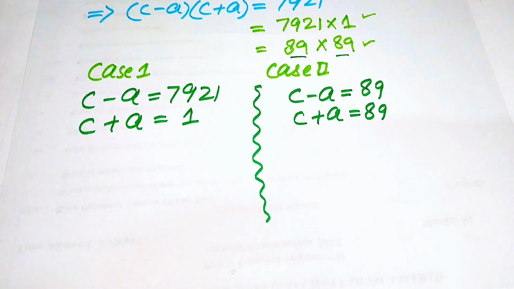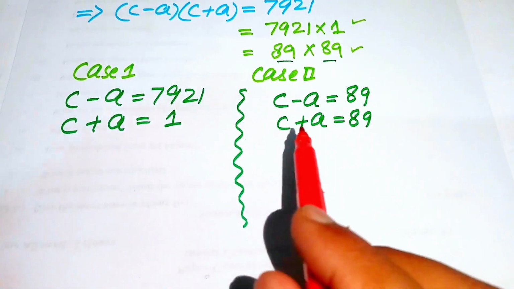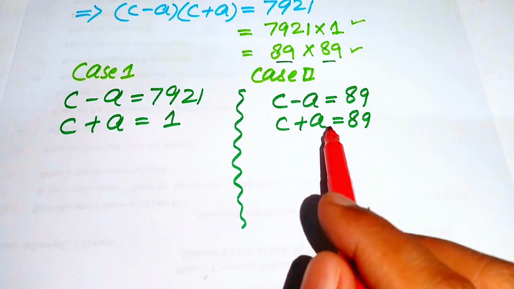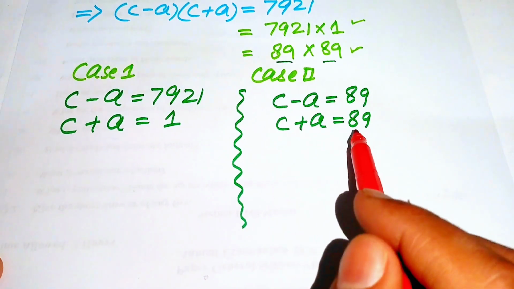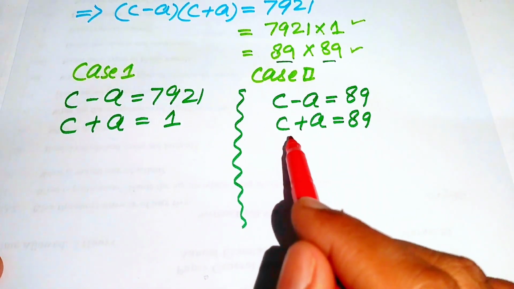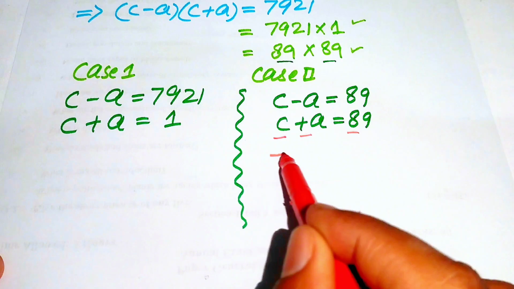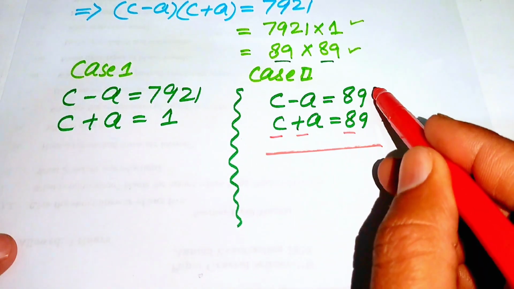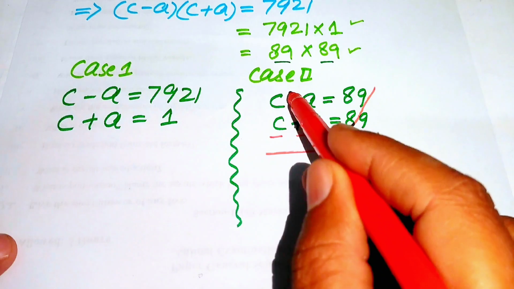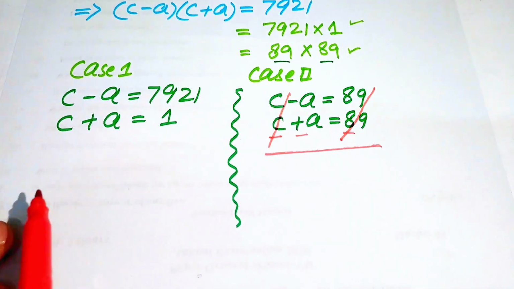So now first we focus on case number 2. In case number 2, when we subtract these two equations, then you easily get the value of a. So here you see that after subtraction of these two equations, these are cancelled by each other and these are cancelled by each other as well.